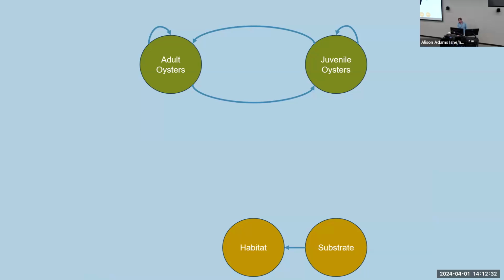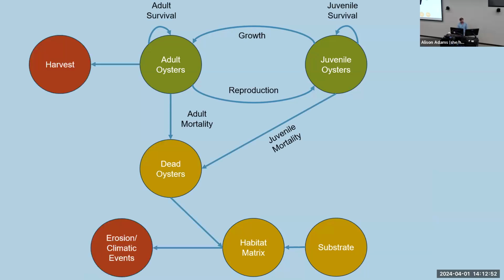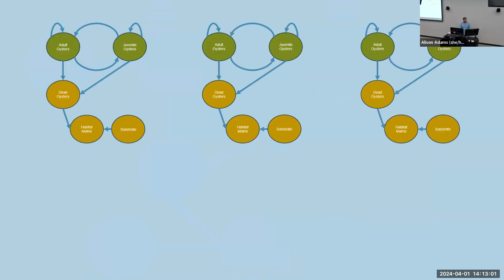And in fact, oysters are ontogenic engineers, which essentially means they help contribute to their own habitat. The adult or juvenile oysters contribute to this dead oyster stock, which then combines with the overall substrate there and makes an overall habitat matrix. These are all the demographic processes driving these different parts of the population. And of course, we can have adult oysters removed by harvest, and the habitat matrix can be degraded by erosion and climatic events.